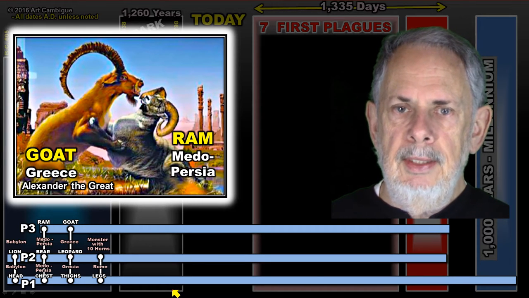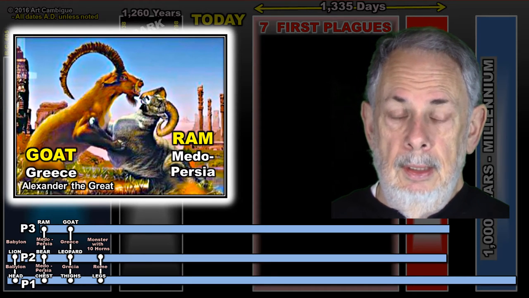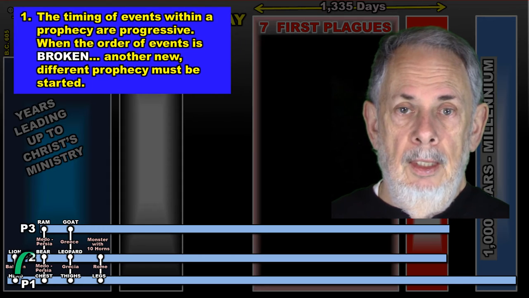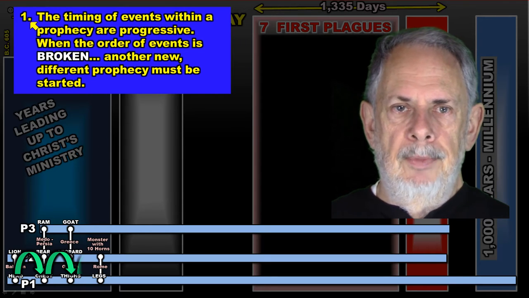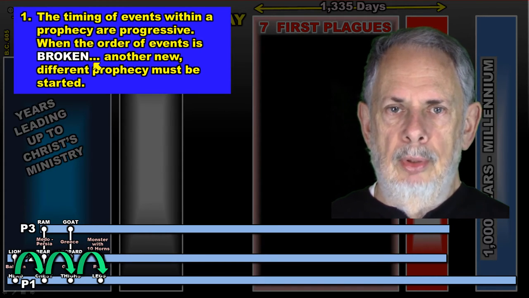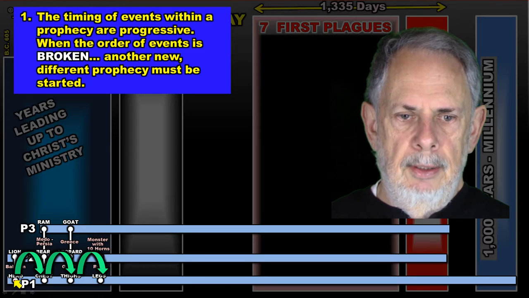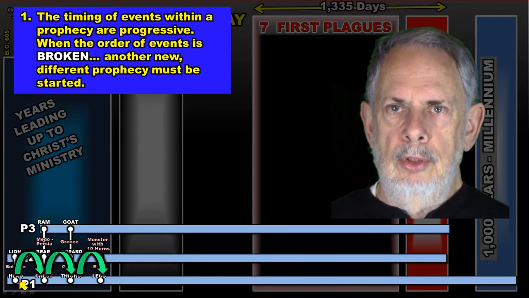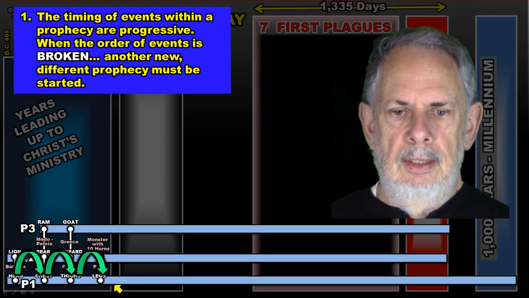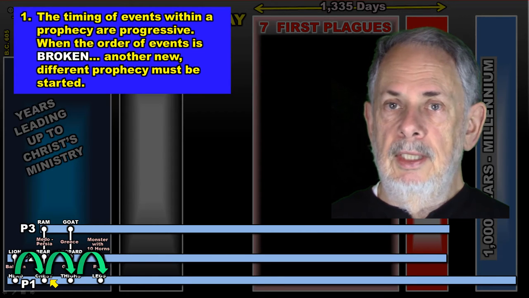So God is using three fairly straightforward prophecies to teach us something. What he's teaching us is that there's linkage between these prophecies. As a recap of what we learned in our first study, number one, the timing of events within a prophecy are progressive. When the order of events is broken, another new and different prophecy must be started. We can see down here in the first prophecy, when the head is complete, the event associated with the head, then the next prophecy, which is the chest, then the thighs, and then the legs progress. So you need to finish one event before you go on to the next event.